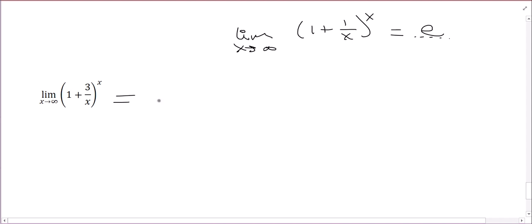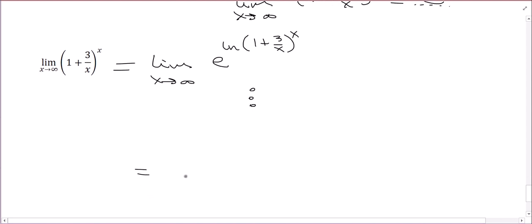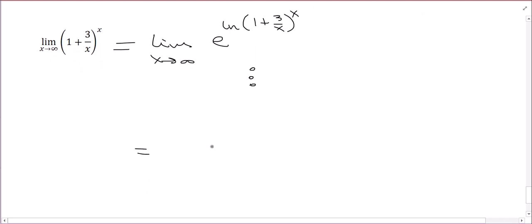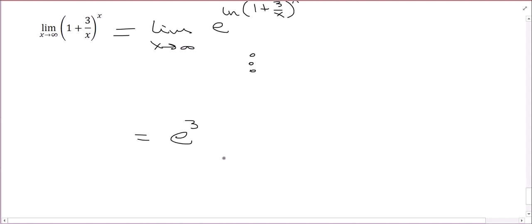They're going to look very similar. Everything's going to look the same. Instead of 1 over x, you're going to have 3 over x. So when you have the limit as x goes to infinity of e to the natural log of 1 plus 3 over x, to the x, and then continue this. So my question to you is, can you see what this limit is going to be? You're going to end up with e cubed. So that is the limit.